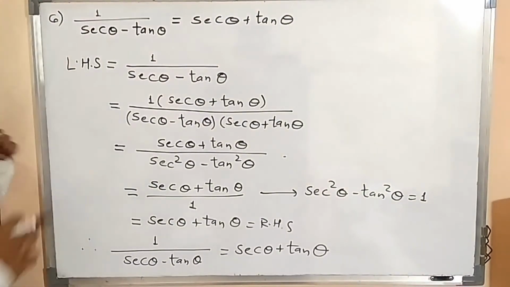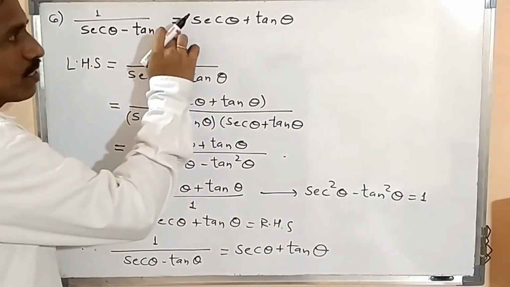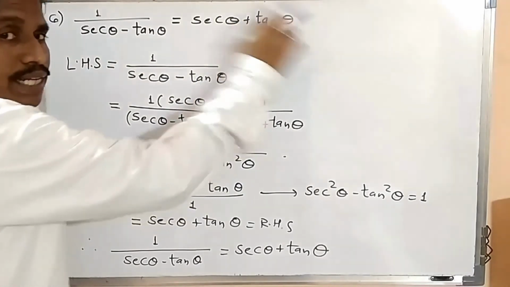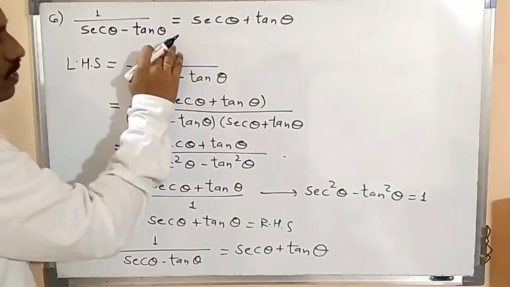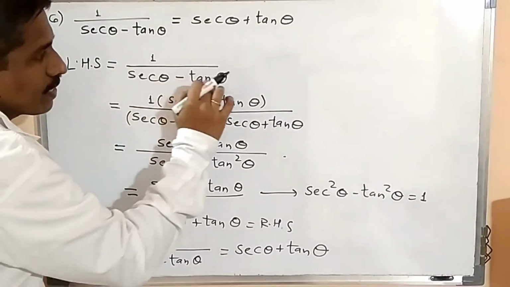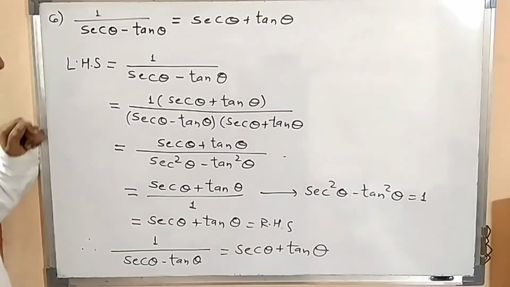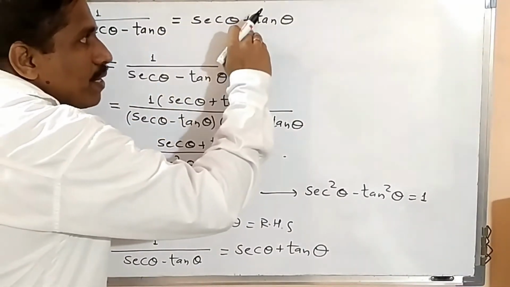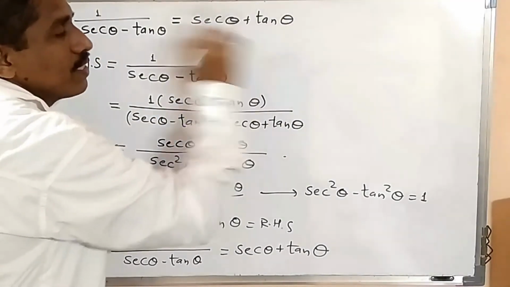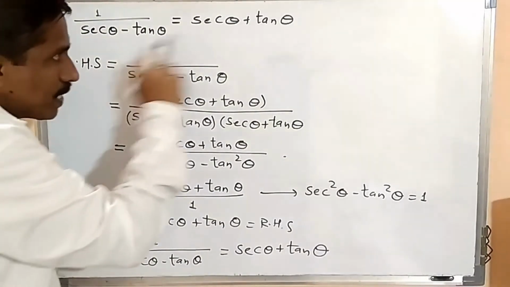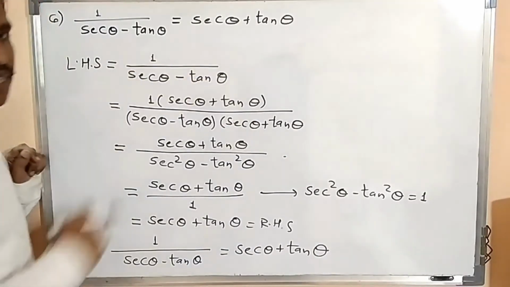Sub question number 6. We have to prove 1 upon sec theta minus tan theta is equal to sec theta plus tan theta. So we'll start with LHS. What is LHS? 1 upon sec theta minus tan theta. Look at the right hand side. Here in the right hand side, I need sec theta plus tan theta in the numerator place and the denominator is 1. So I will multiply numerator and denominator by sec theta plus tan theta.